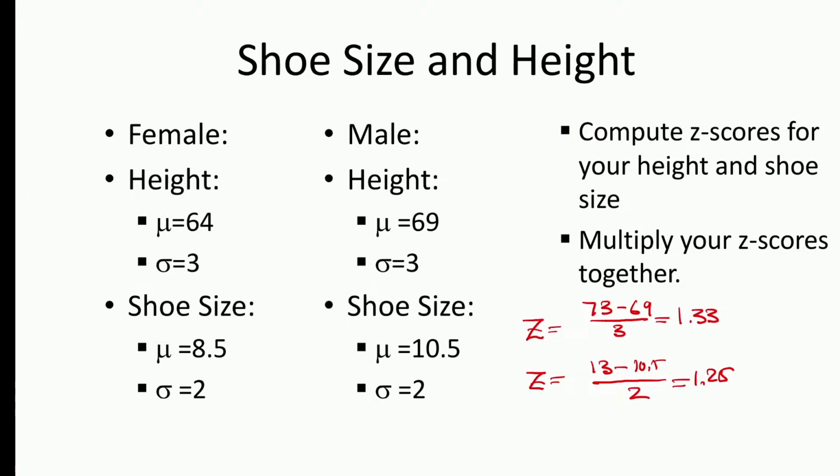So there are my numbers. And then what I'm going to do is multiply my z-scores together. Well, I can do that. 1.25 times 1.33. Give me a sec here. It is 1.66. So there's my product. So everyone else did this as well, hopefully.